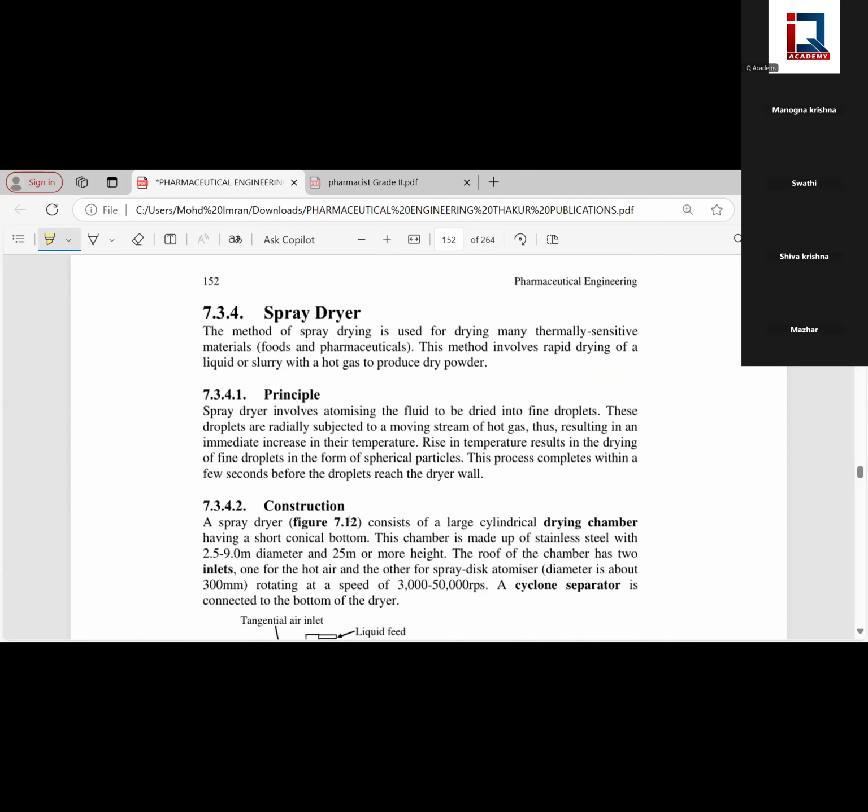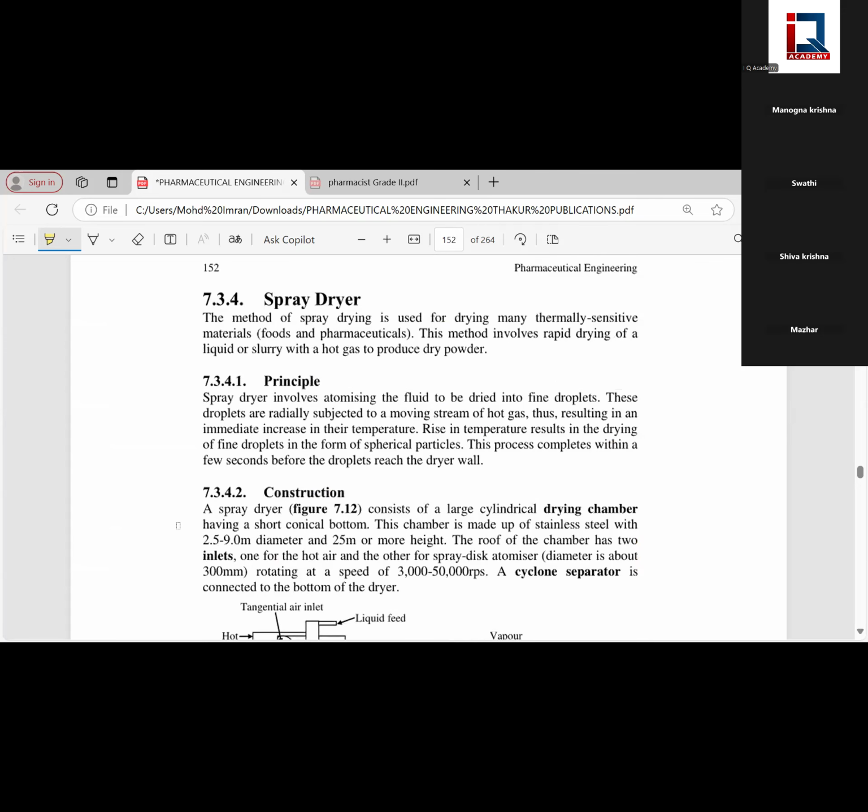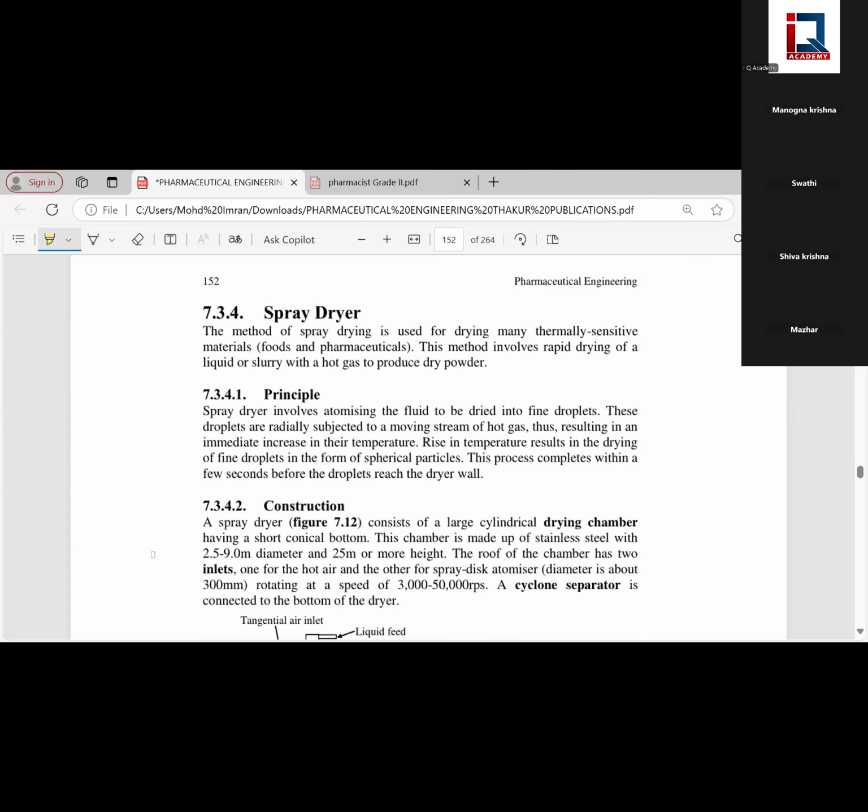Okay. Now, today's very important concept, spray dryer. పేర్లోనే ఉందండి, we are spraying our liquid to dry. This is called spray dryer. The method of spray drying is used for drying many thermally sensitive, thermolabile substances in the food and pharmaceutical industry. This method involves rapid drying of the liquid slurry with a hot gas to produce the powder.